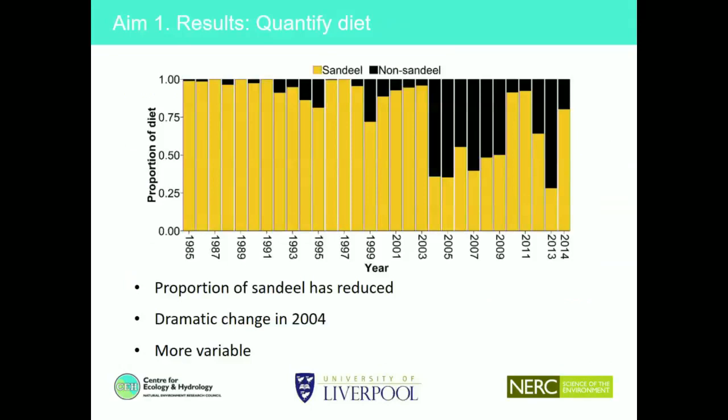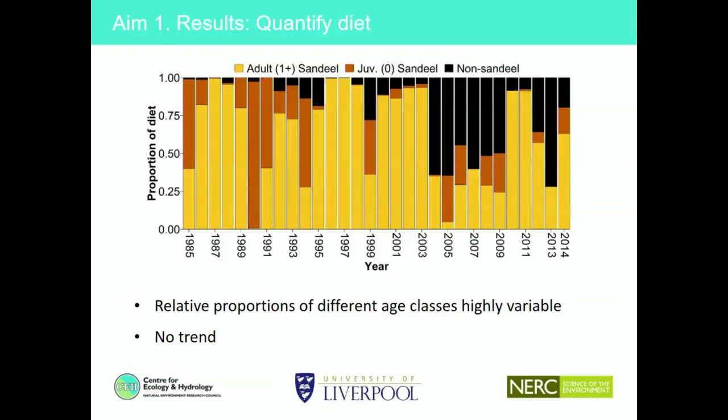So then, what is diet? I quantified it, and as I said earlier, sand eel dominate at the start of the study, but in 2004, there's this huge change in which the non-sand eel component increases quite dramatically, and it's become far more variable since then. So the proportion of sand eel in the diet has reduced. And then the relative proportion of different sand eel age classes, so the yellow is the adult sand eel, and the orange color is the juvenile sand eel. They're highly variable, but show no trend over the study.